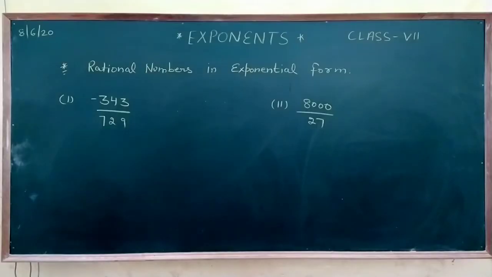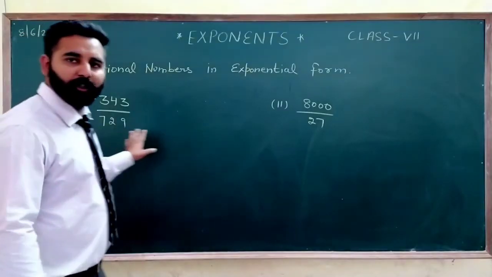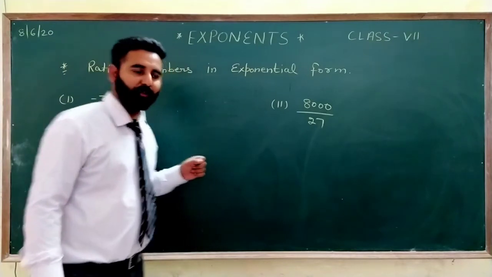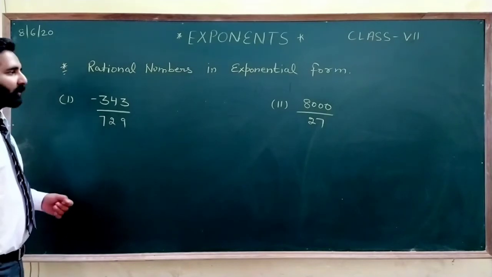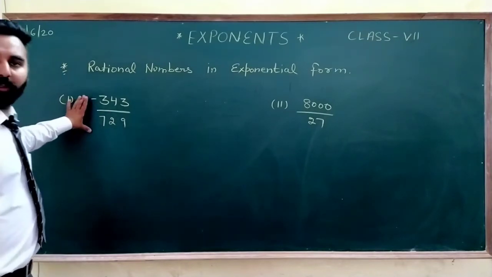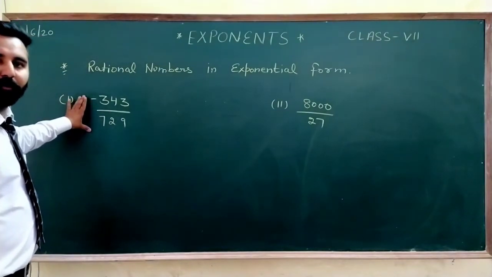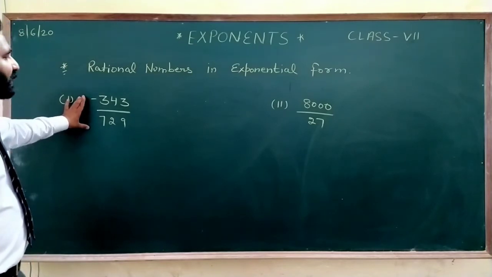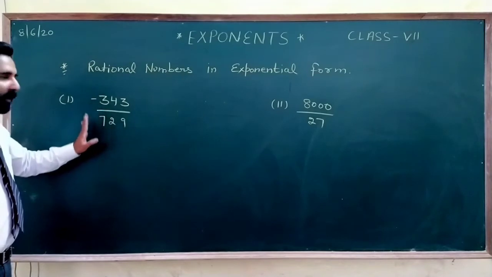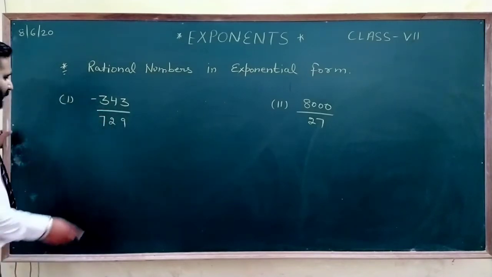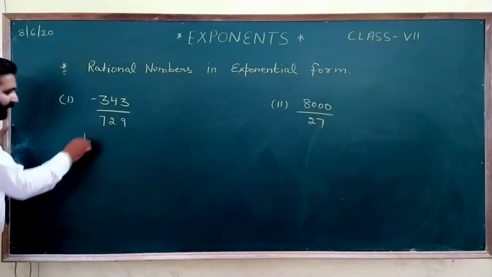Now here we will see how to convert a rational number in exponential form. So the first number is minus 343 upon 729. Whenever a rational number is given to you and you have to convert it in exponential form, just make the factors of the numerator as well as the denominator.